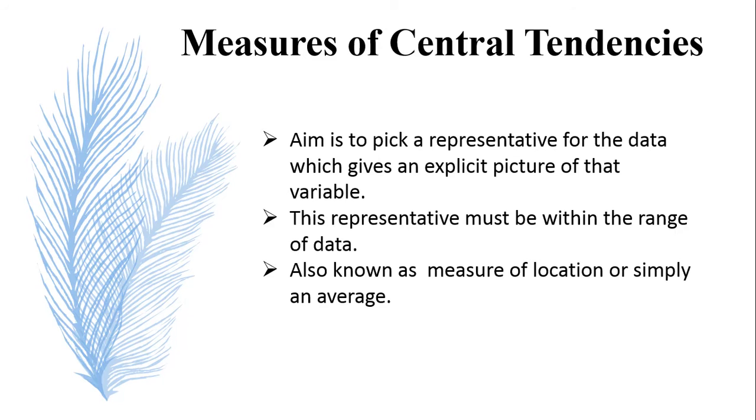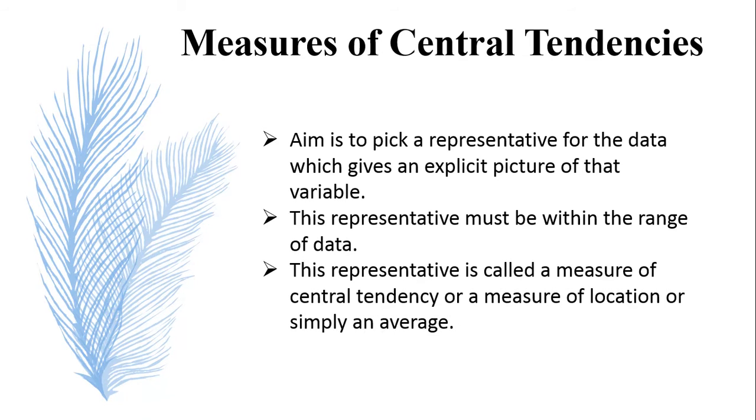Our aim is to pick a representative for the data which gives an explicit picture of that variable. Our representative must be within the range of data. Sometimes a measure of central tendency is also known as a measure of location or simply an average.